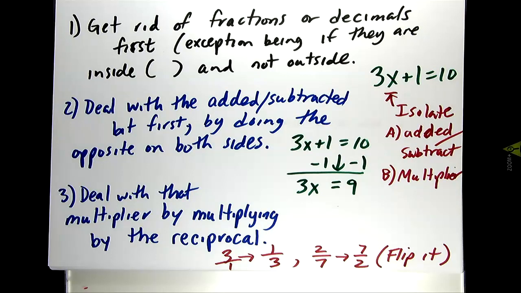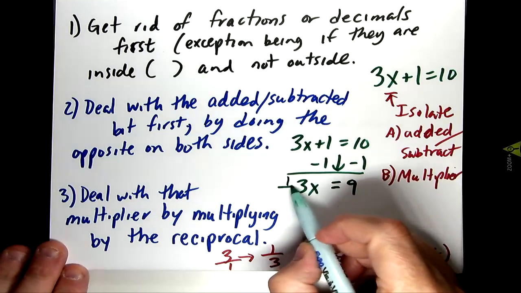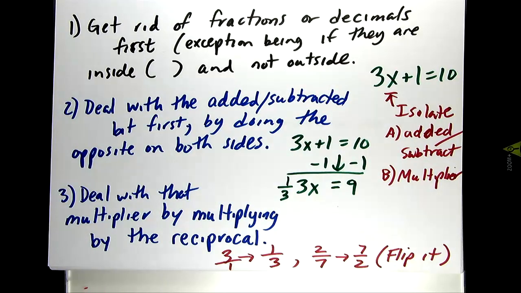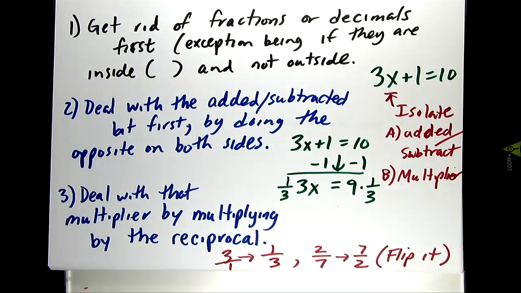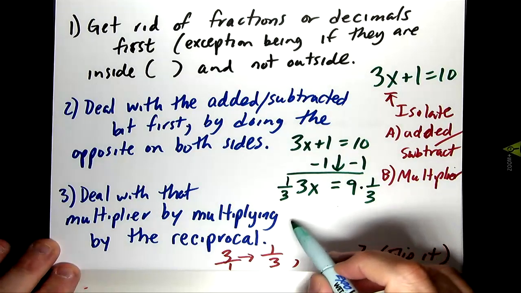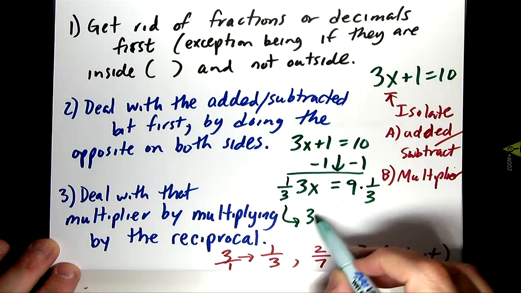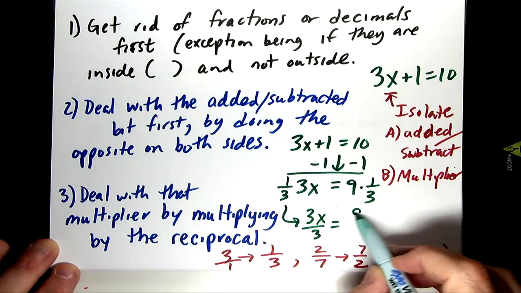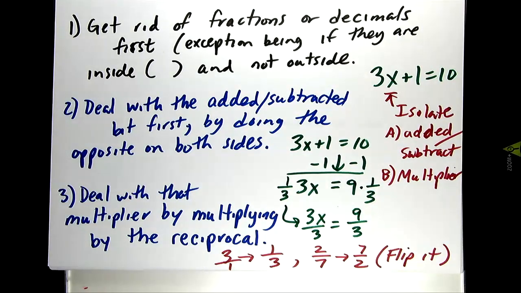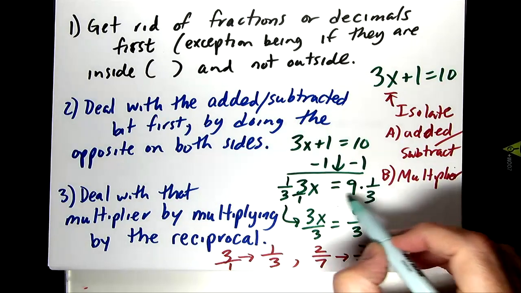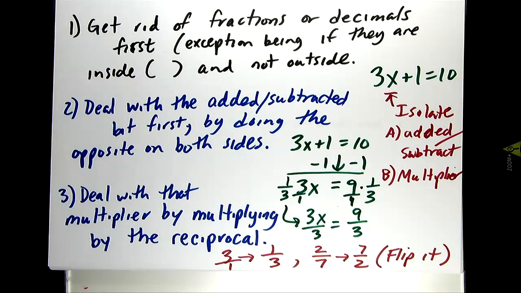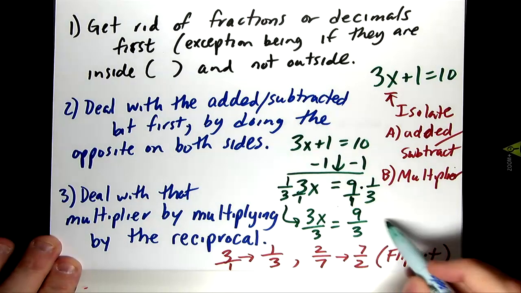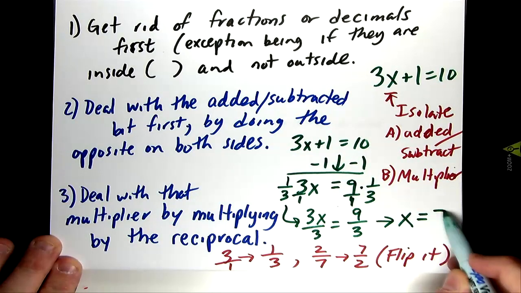So I've got 3 multiplied by it. I'm going to multiply that side by 1/3. And since I multiplied the left side by 1/3, I'm going to multiply the right side by 1/3. Now, this is the same thing as dividing by 3. Because we can put the fractions together. And I've got 9 over 3 on the right and 3 over 3 on the left. The 3 over 3 cancels out, and I'm just left with x on the left. The right side is 3.